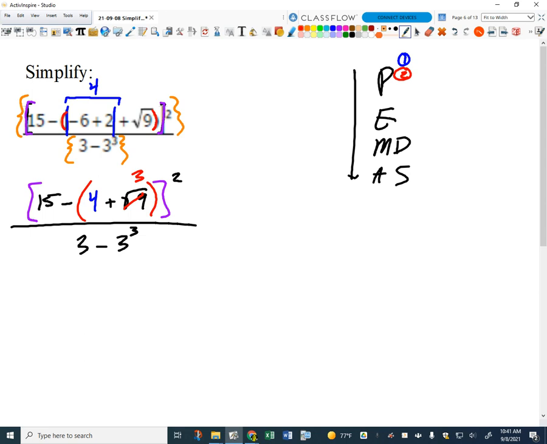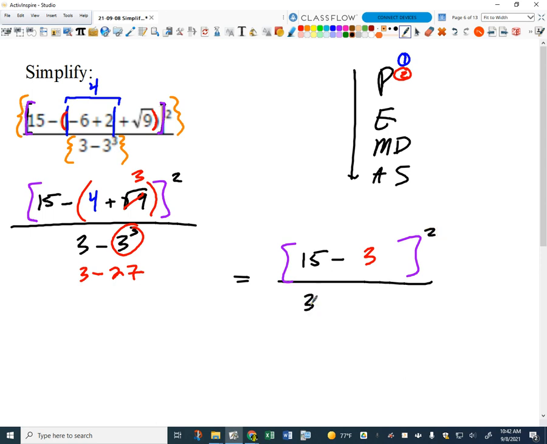So down here on the bottom, what's the first thing I would do? Exponents. Okay, so while we're at it, we can turn that 3 cubed into a 27, right? So on the bottom, we're going to get 3 minus 27. Then on the top, we've got our purple brackets, we've got our 15 minus, this ends up being a 3, and we're squaring that whole thing. On the bottom, we've got 3 minus 27.